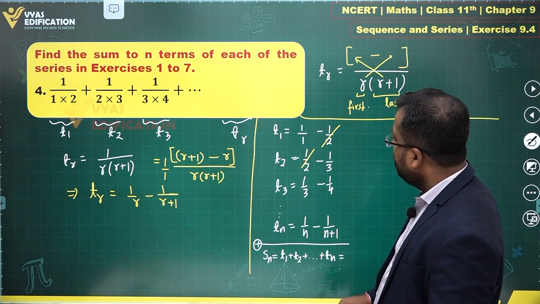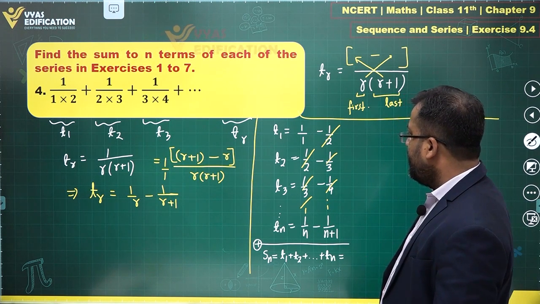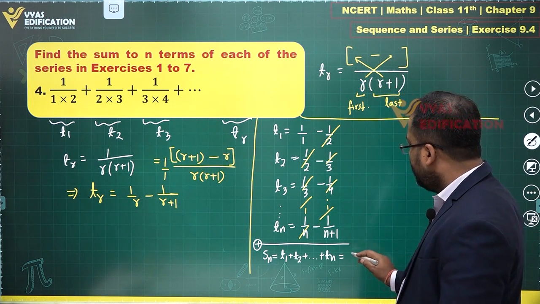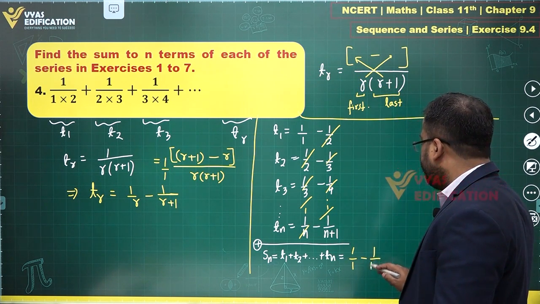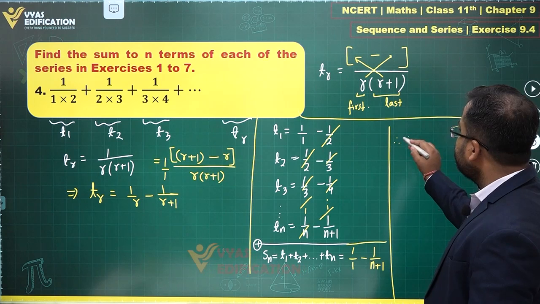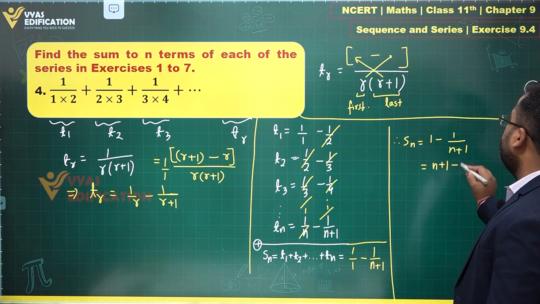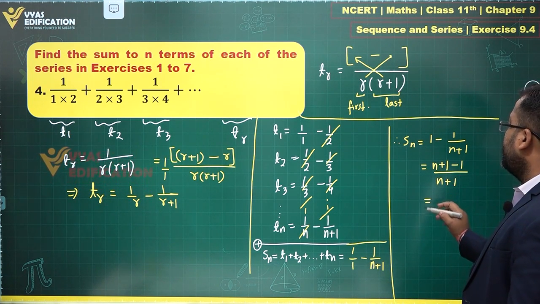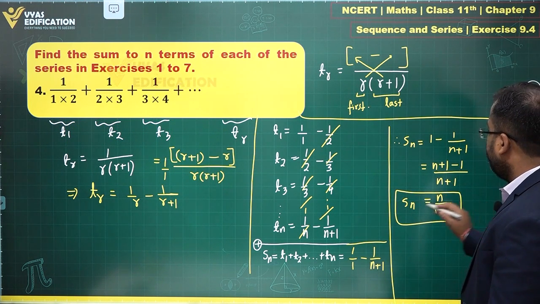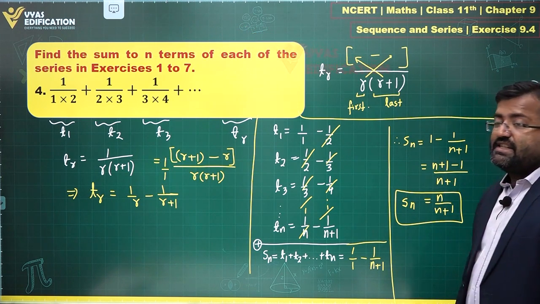This 1 by 2 gets cancelled with this. 1 by 3 gets cancelled with this. 1 by 4 similarly will get cancelled with something over here. And this 1 by n will get cancelled with something over here. So this is equal to 1 by 1 minus 1 upon n plus 1. Therefore, Sn is 1 minus 1 upon n plus 1, which is n plus 1 minus 1 upon n plus 1, which is n upon n plus 1. This is Sn for us, and the complete approach for solving this kind of question. Sn is n upon n plus 1.